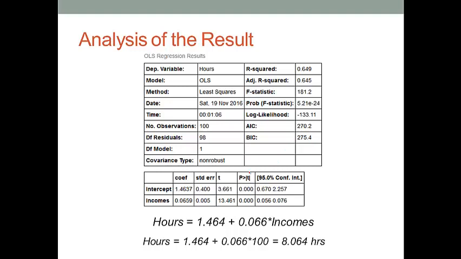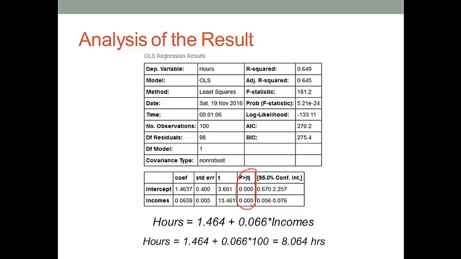How can we get the p-value? It's listed in this column, P greater than absolute value of t. We want to look at this column. Let's look at the p-value for incomes. It is 0.000. It's so small that the Python system cannot even show the exact number. Obviously, this p-value is much smaller than 0.05 or even 0.01.